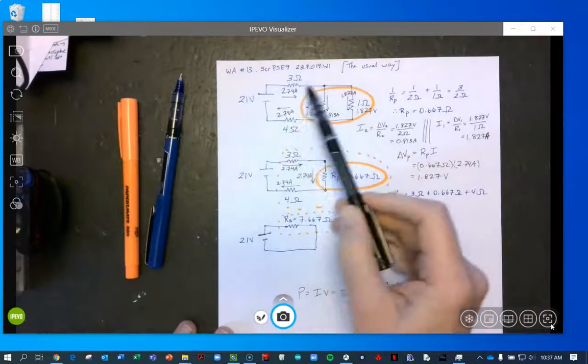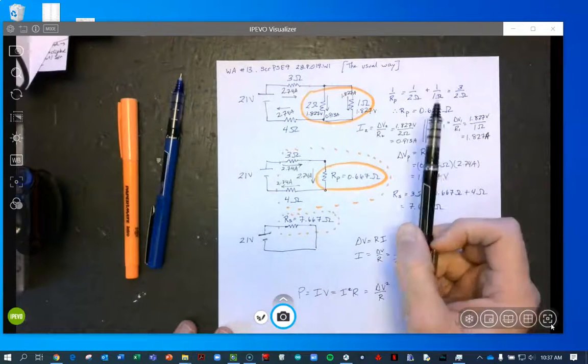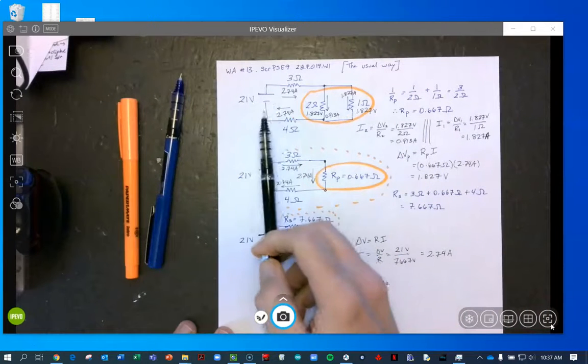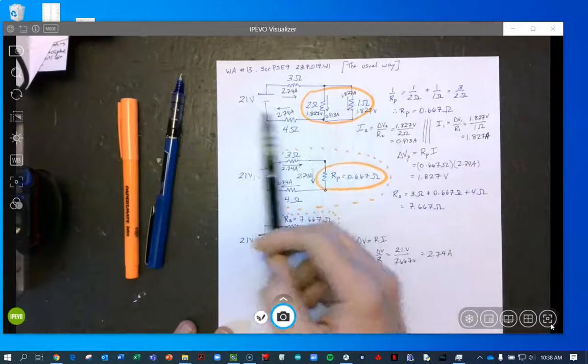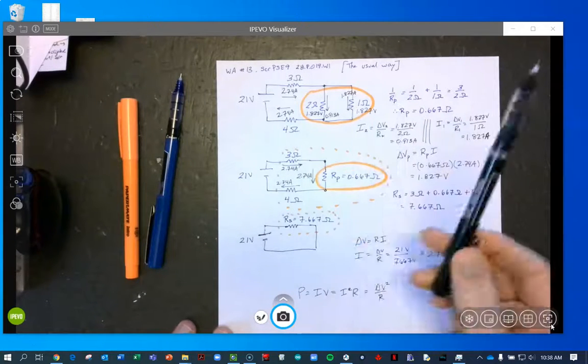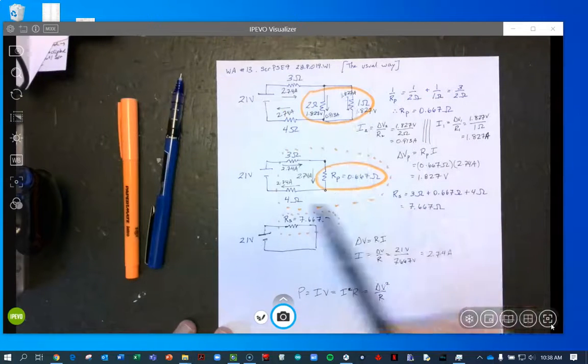If you have multiple batteries, for example, then you have to use Kirchhoff's. Or if you have capacitors, then you need to use Kirchhoff. Or if you have an inductor, then you need to use Kirchhoff. So Kirchhoff works everywhere, and I'm going to show that in the next video.